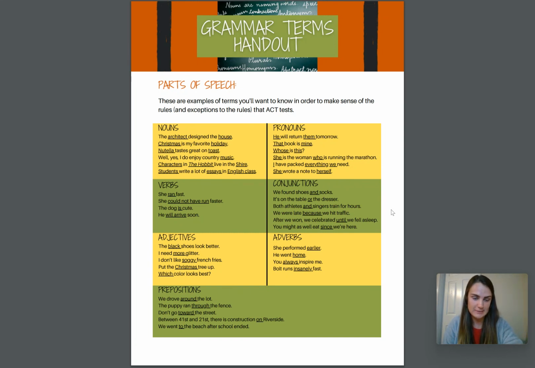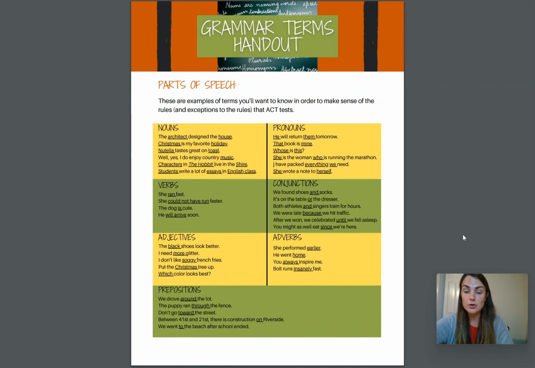Verbs, what's happening in the sentence. Ran, could not have run, is, will arrive. Conjunctions, and, or, until, since. Oh yeah, okay, those kind of words. Adjectives, black shoes, more glitter, soggy french fries, Christmas tree, which color. Those are your adjectives. Adverbs, earlier, home, always, insanely. And prepositions, around, through, toward, on, to, those kinds of words.